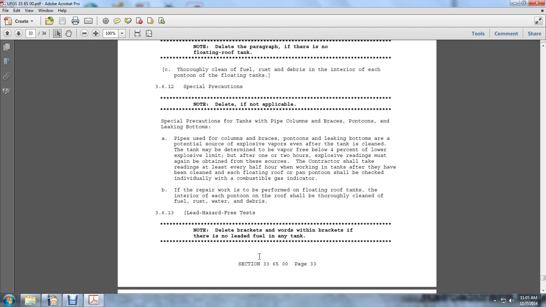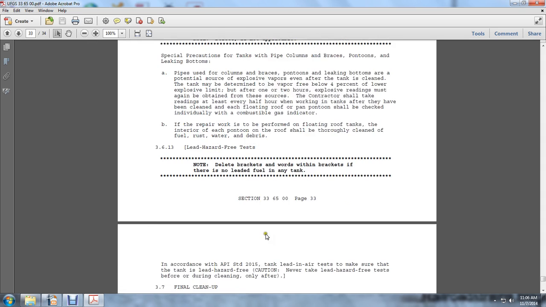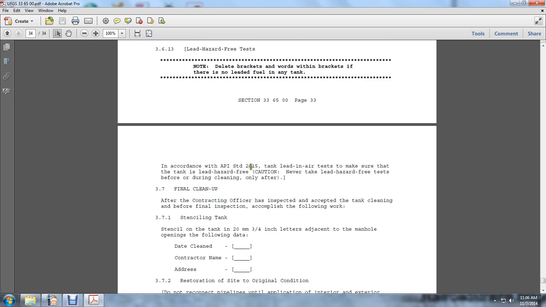3.6.13 Lead hazard free test. Delete the brackets if not necessary, if there is no leaded fuel in the tank. In accordance with the API 2015 standards, test the tank for lead in air to make sure that the tank is lead hazard free. Caution: never take a lead hazard free test before or during cleaning, only after.